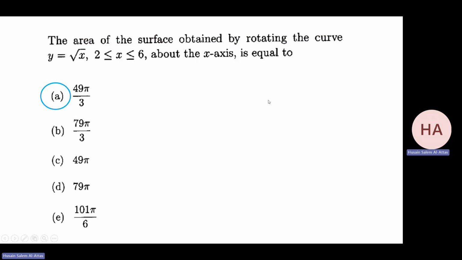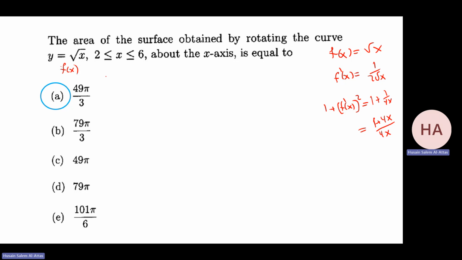Yeah, we'll go for more. This is f of x. So I have f of x equals square root of x, f prime of x equals 1 over 2 square root of x, 1 plus f prime of x, whole squared. That will be 1 plus 1 over 4x. That will be 1 plus 4x over 4x.